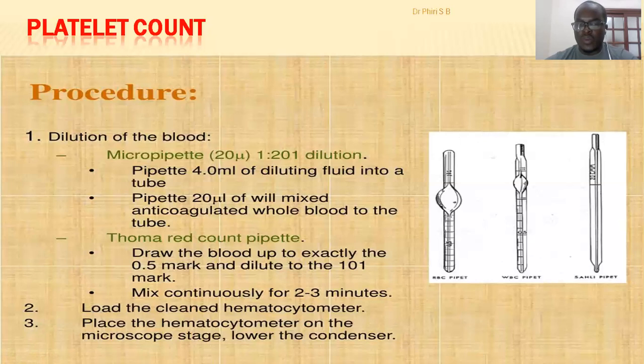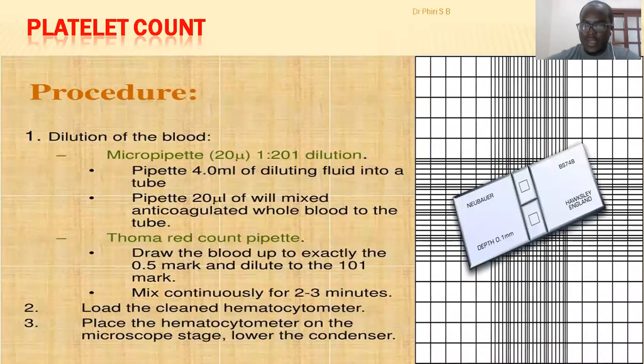And then how do you now do the counting? So remember, there are 9 bigger squares. The one that you use for counting platelets is similar to the one that you use for counting red blood cells. At the center here, you have a square, and it's different from the other squares because it contains about 25 smaller squares. For red blood cells, from these 25 smaller squares, you only count 5 squares, the ones at the corner and at the center. But for platelets, you count all the 25 smaller squares.